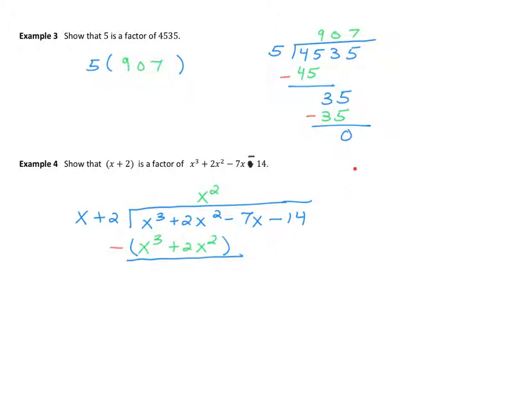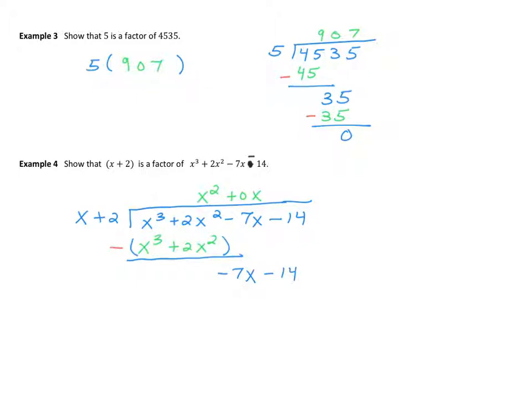Like we ran into this situation up here, I'm going to skip over this next spot. What I'm going to do is put plus 0x, just as a reference for myself that, okay, I don't need to use this location. I can simply bring down the negative 7x, but at the same time, just bring down the minus 14.